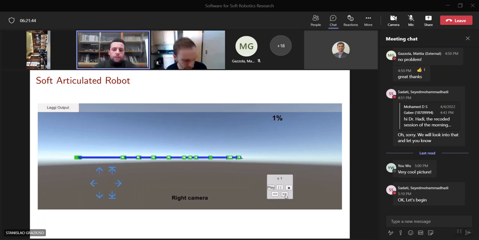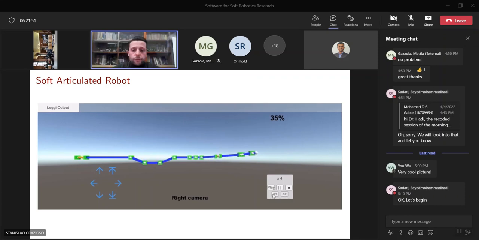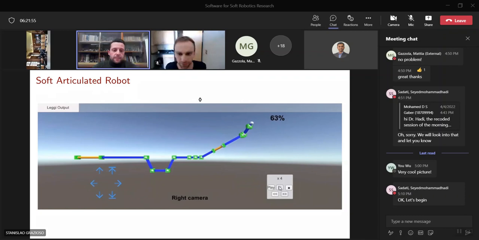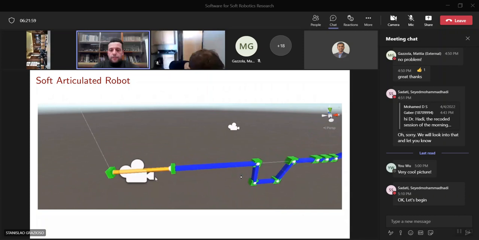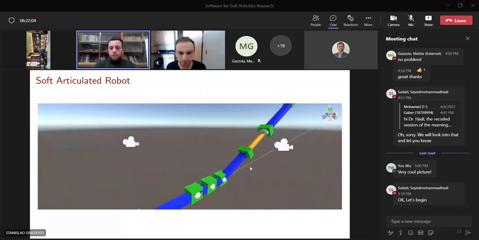This is just a simple new interface for, in this case, a soft articulated robot. We will see that we can import the files directly from the backend. We can play the simulation, we can stop the simulation, we can see in 3D the motion of the system.